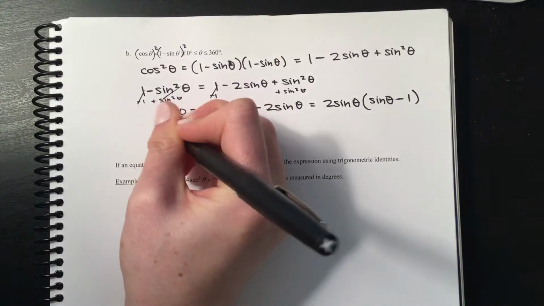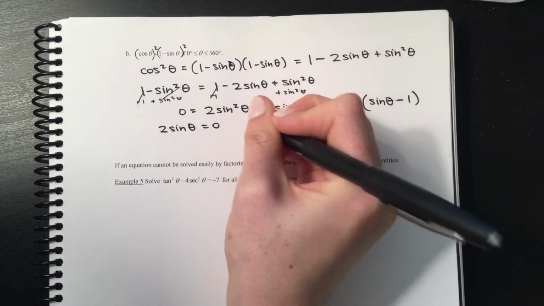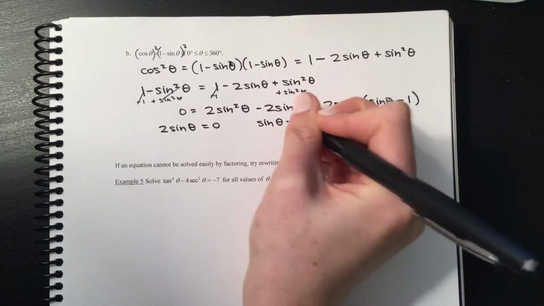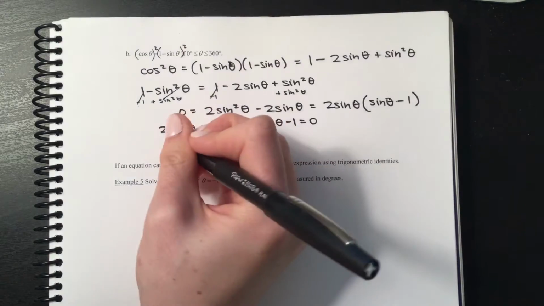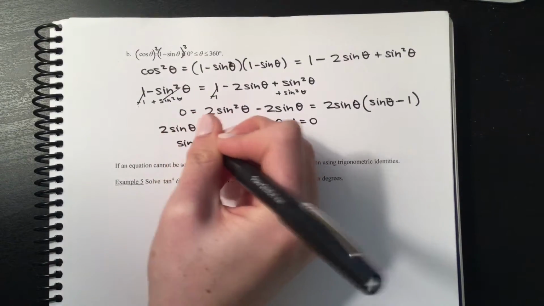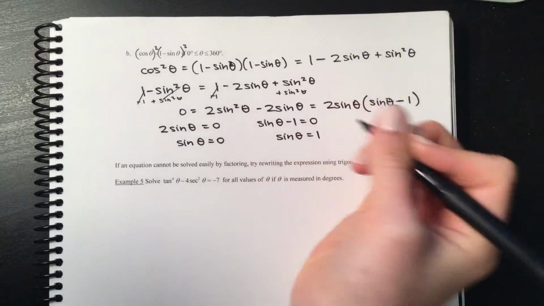So if I take 2 sine of theta and set it equal to 0 for the first one, I can also take sine of theta minus 1 and set it equal to 0 for the second one. So here if I divide both sides by 2, I just end up with this. And here if I add 1 to both sides, I end up with this.